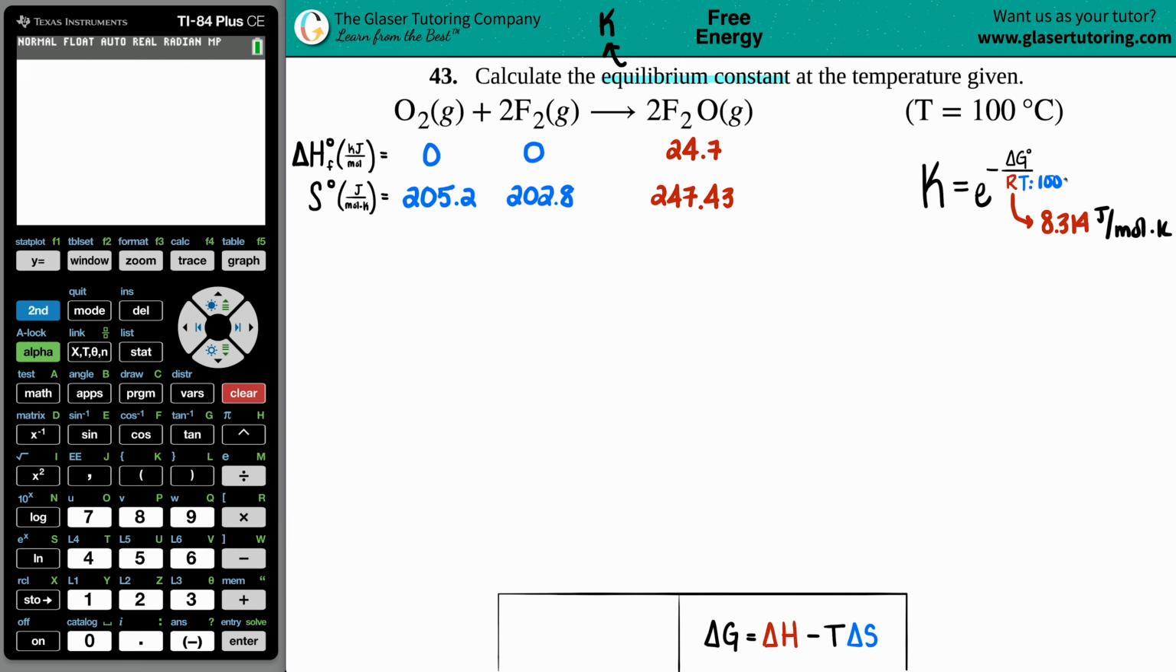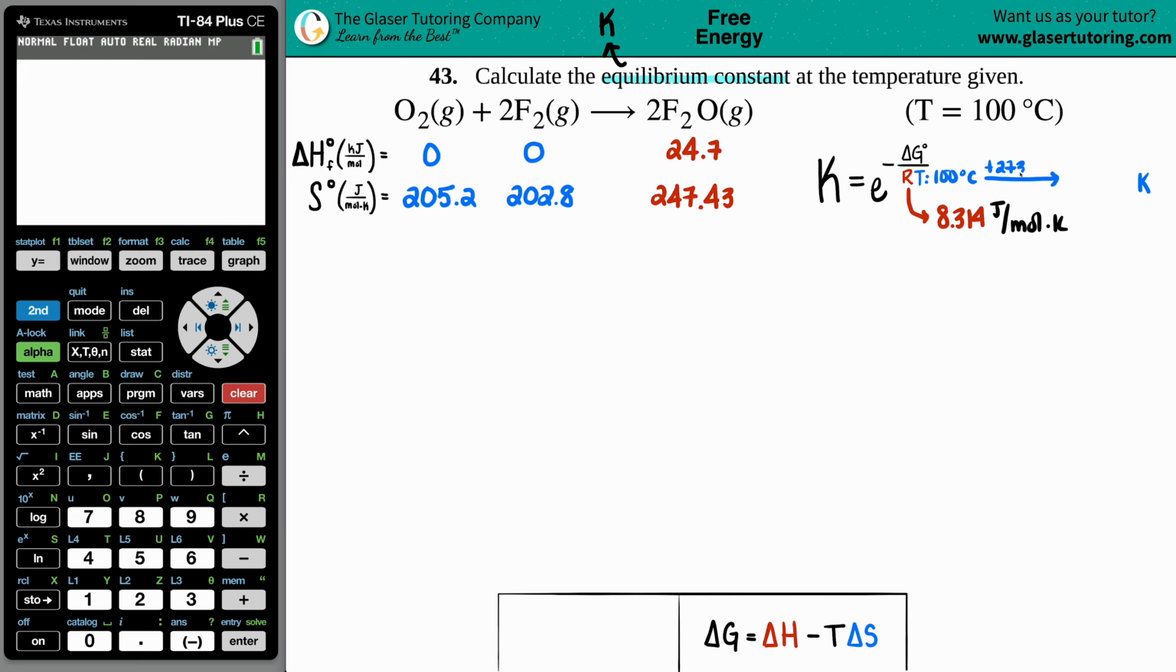So I'm just going to take the temperature, 100 degrees Celsius, and quickly convert from Celsius to Kelvin. We could just add 273.15 if you want to be most specific. So 100 plus 273.15 is 373.15. Okay, so two units down. We're trying to solve for that equilibrium constant. This is on the calculator already. The only thing left is that delta G naught.